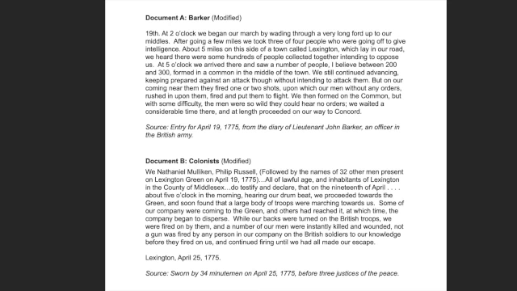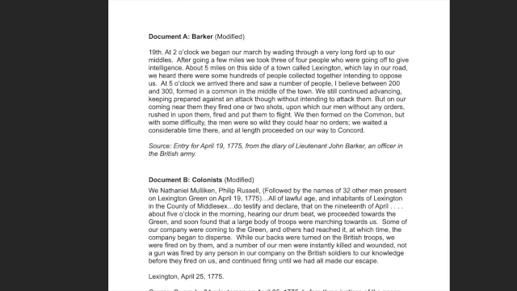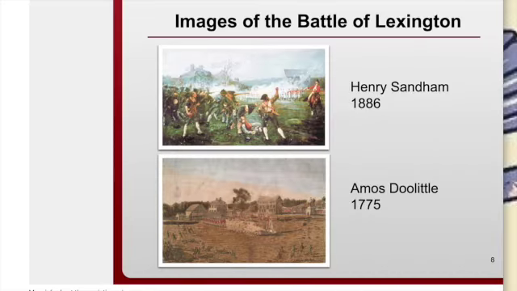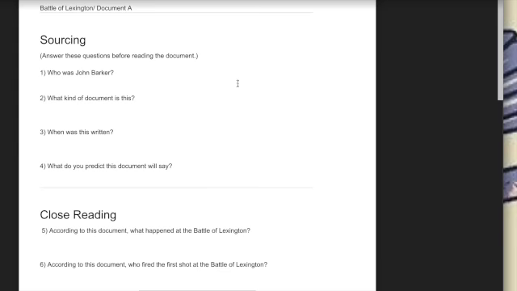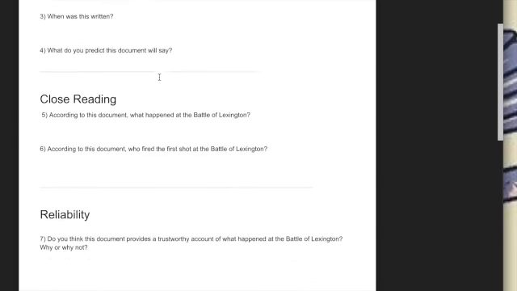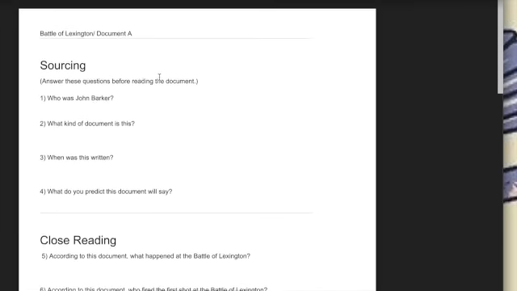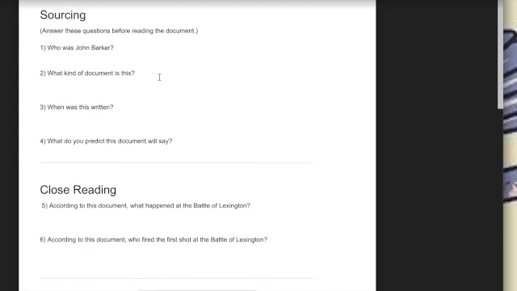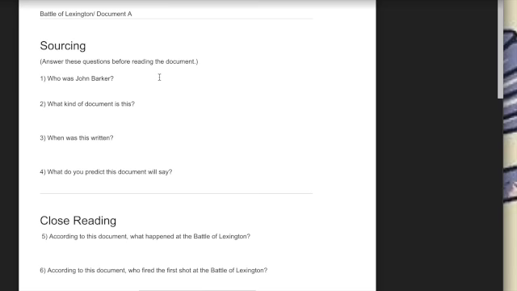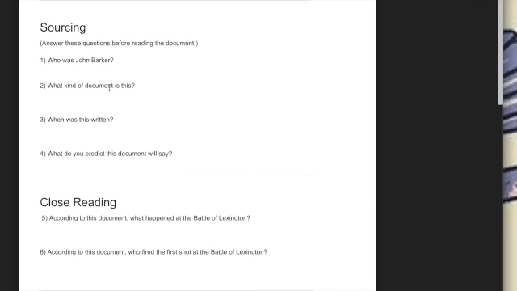Let's look at the questions you've got to go with this. So you would go through it and you'd look at this for document A. And this one would be for document B. We're going to focus specifically on sourcing, and we'll go through the whole questions, but we're going to focus on sourcing right now. So you would answer this technically before reading the document. I skipped ahead a little bit because I wanted to show you the document itself. But this is what you would do with your students.